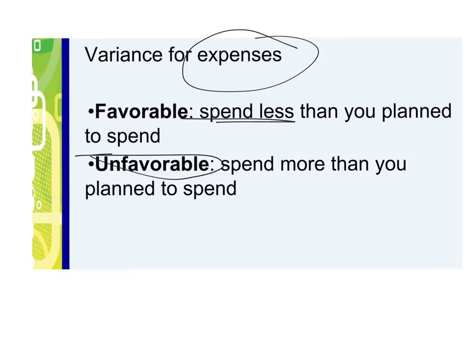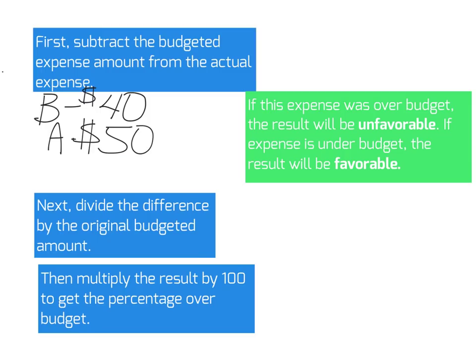And remember, a budget is created at the beginning of a specific time period, such as a month or a year. So let's go ahead and practice this. So we see that we actually spent $50 and our budgeted amount was $40. So we are first going to subtract the budgeted amount from our actual expenses. So that would be $50 minus $40, which gives us $10.